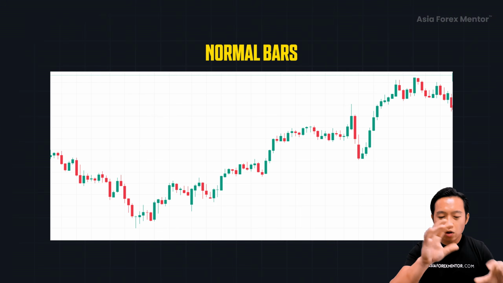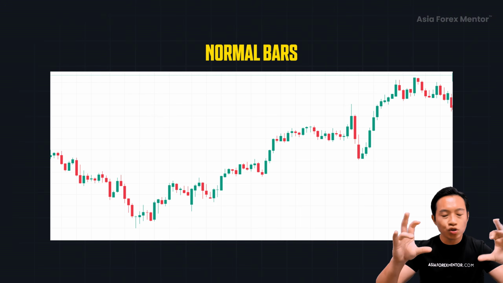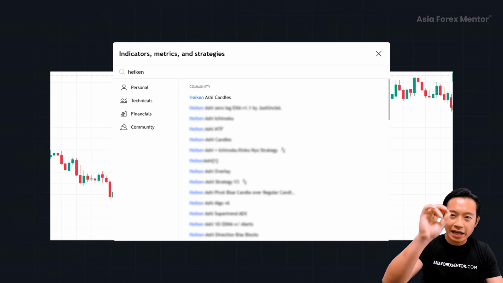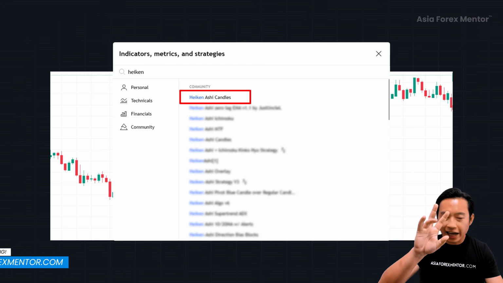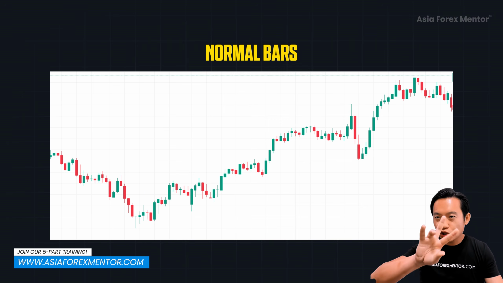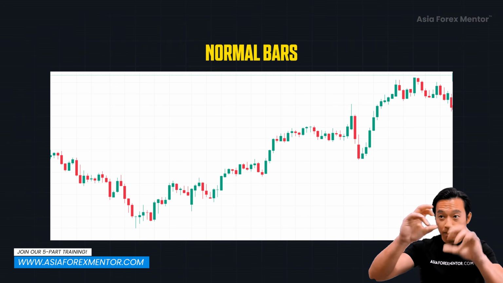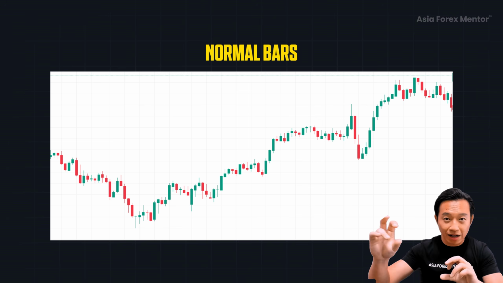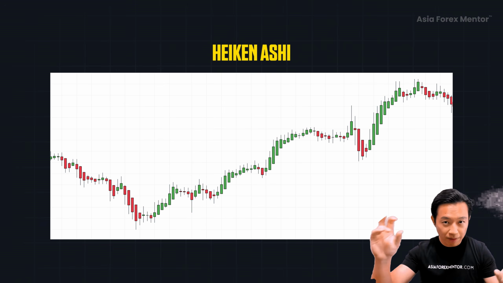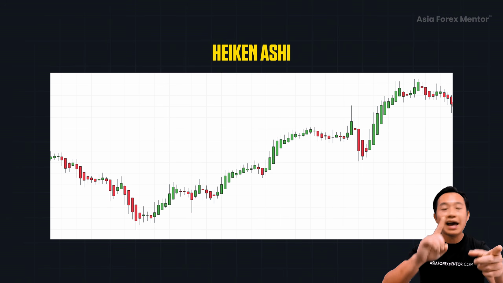So here's the thing. When you're trading on most platforms, once you add in the Heiken Ashi candle indicator, it will switch the chart from the normal candle bars that you're seeing right now into these Heiken Ashi bars. And this is how it's going to work.